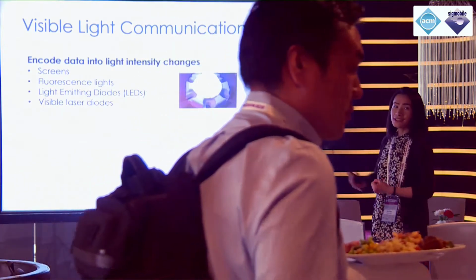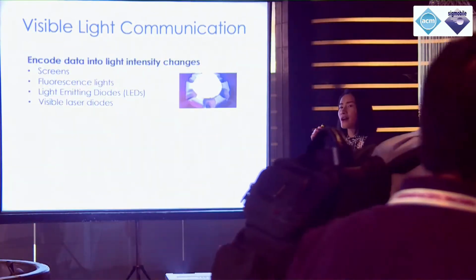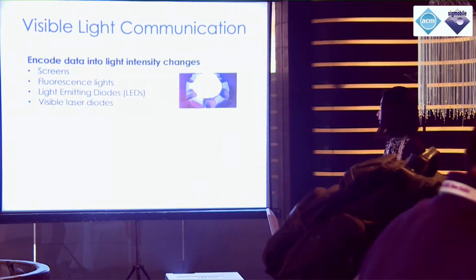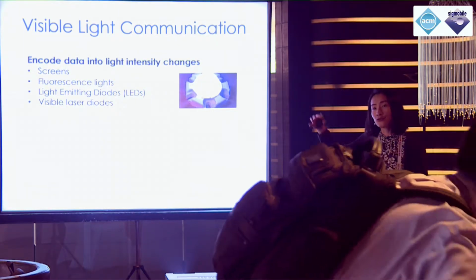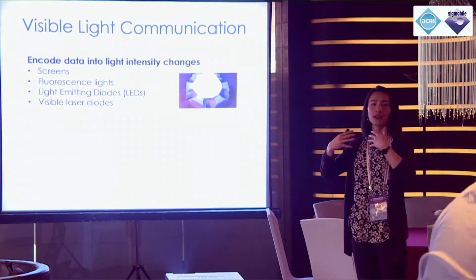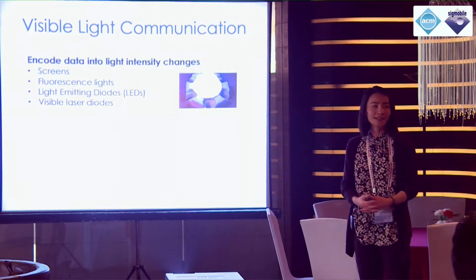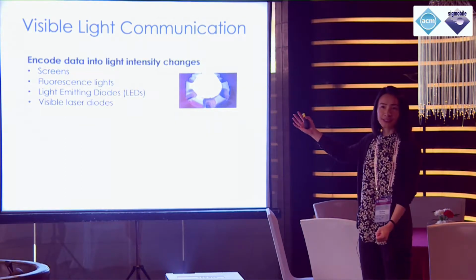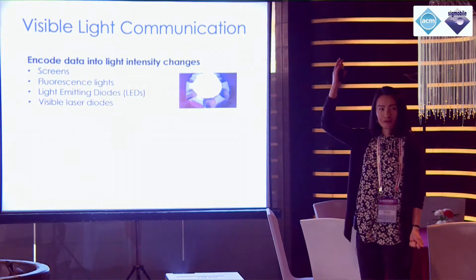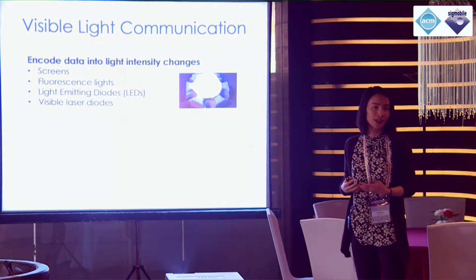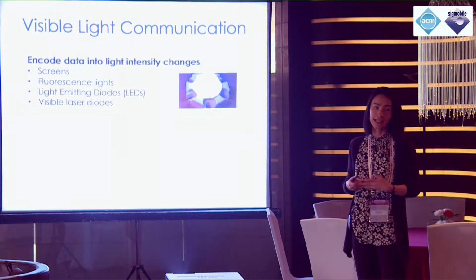The idea is very simple: you can change the intensity of the light to encode the data. Depending on the luminaries, you can change the light coming from your laptop screen or other computer monitors, or from the luminaries that we use for illumination, like fluorescent lights, LED lights, or even visible laser diodes. You can change the intensity to encode data.